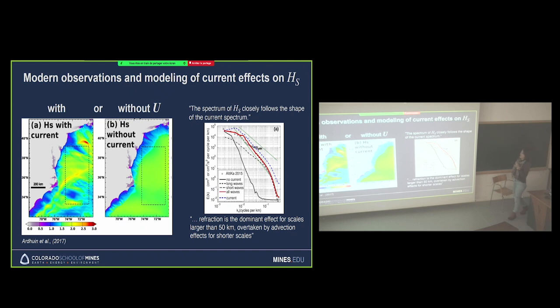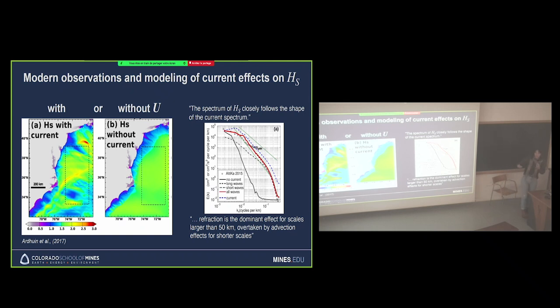The first thing is that the wavenumber spectrum of significant wave height, and I know this is a weird concept for people who are not thinking about this, because it's not the wave spectrum, it's the spectrum of that map. It's the wavenumber spectrum of significant wave height. It seems to follow the spectrum of the kinetic energy, or the current spectrum. And then Fabrice points out that refraction seems to be the main mechanism at larger scales, let's say scales of hundreds of kilometers, whereas as you start to approach shorter scales, advection actually starts to win over refraction.